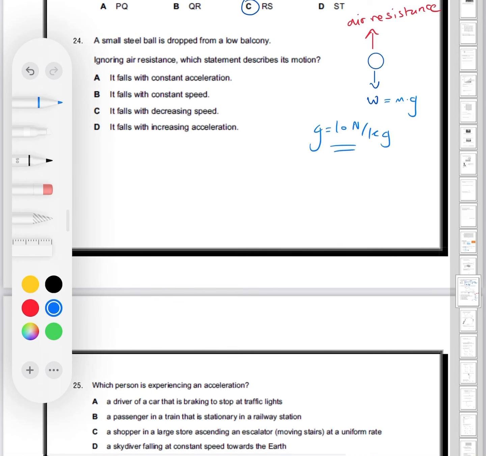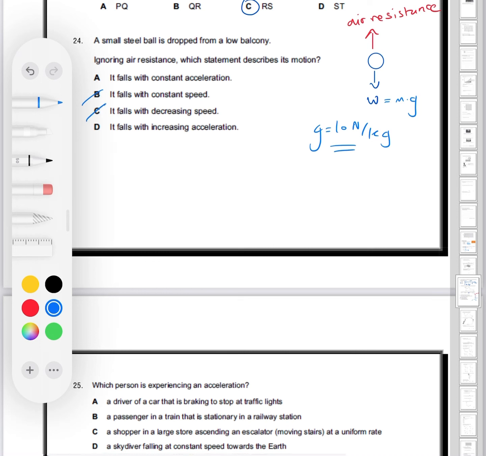It falls with constant speed. That's obviously wrong because as it's falling down, the ball is going to have an increase in its speed. So that's definitely wrong. Its speed is not going to be decreasing. We have all tested it out. You can even test it right now. You can throw something out of your balcony and you will see that its speed is going to increase.